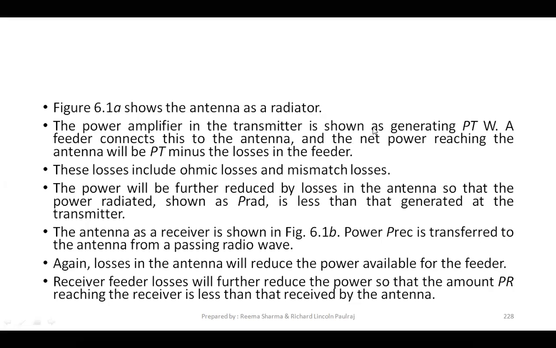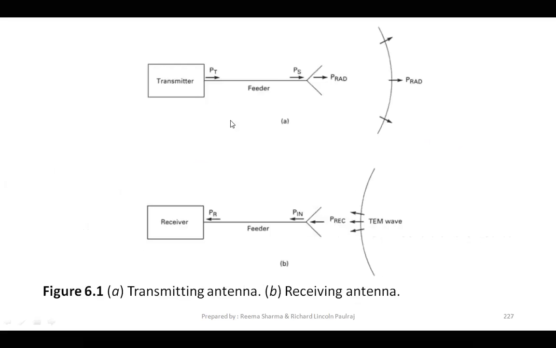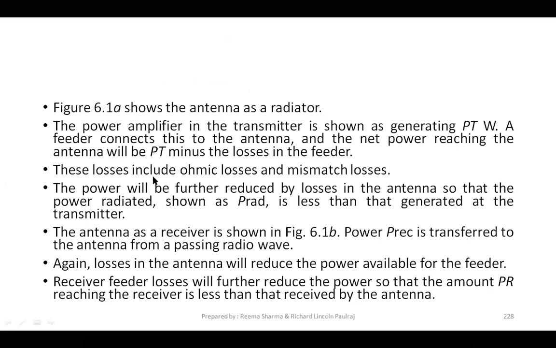The power amplifier in the transmitter is shown as generating PT watts. A feeder connects this to the antenna, and the net power reaching the antenna will be PT, the total power, minus the loss in the feeder. A certain amount of power is absorbed by the feeder. These losses include ohmic losses and mismatch losses. Mismatch happens when there are improper impedances at the transmitter and receiver side, so that plays a very major role.